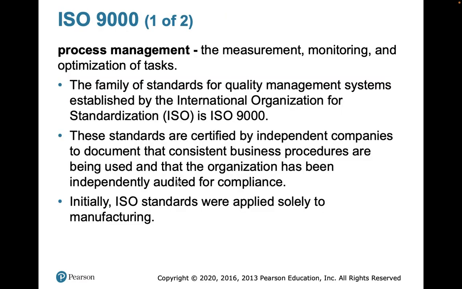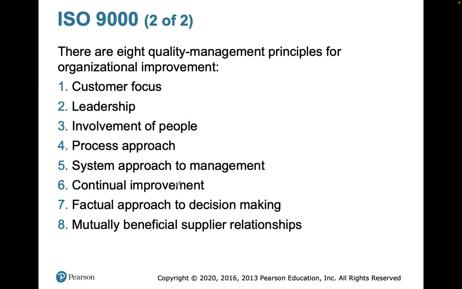For quality control, we also have what they call process management. This is the measurement, monitoring and optimization of tasks. These standards are usually certified by independent companies to document that consistent business procedures are being used and that the organization has been independently audited for compliance. So we also have ISO.